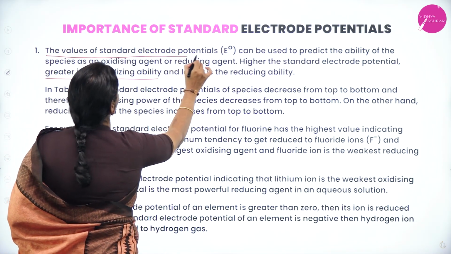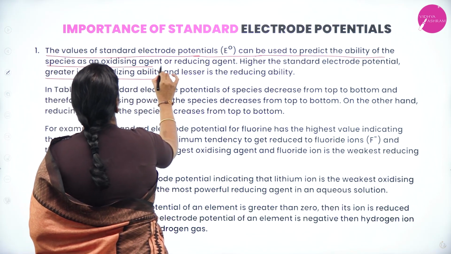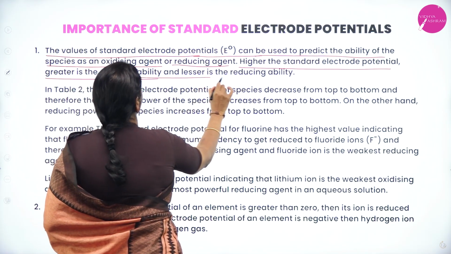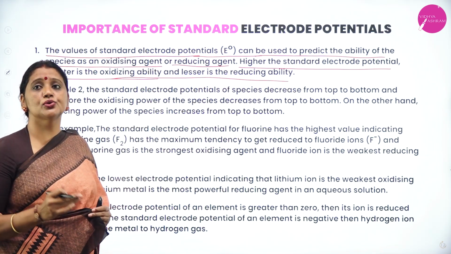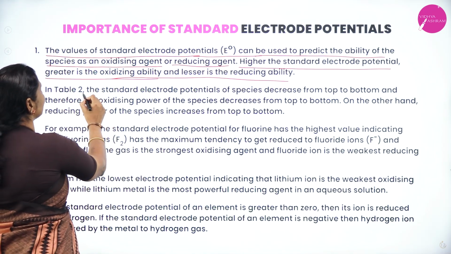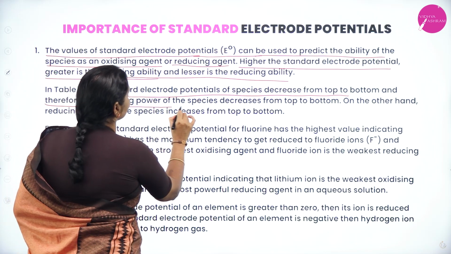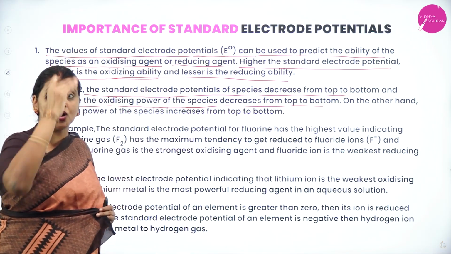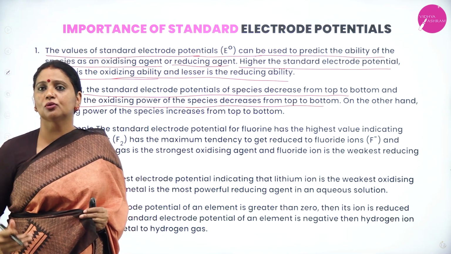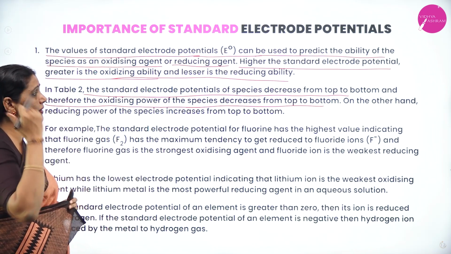The values of standard electrode potentials E0 can be used to predict the ability of a species as an oxidizing agent or reducing agent. Higher the standard electrode potential, greater is the oxidizing ability and lesser is the reducing ability. In the table, the standard electrode potential decreases from top to bottom, so the oxidizing power of the species decreases from top to bottom.